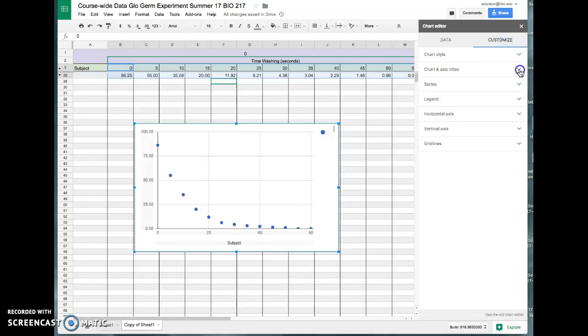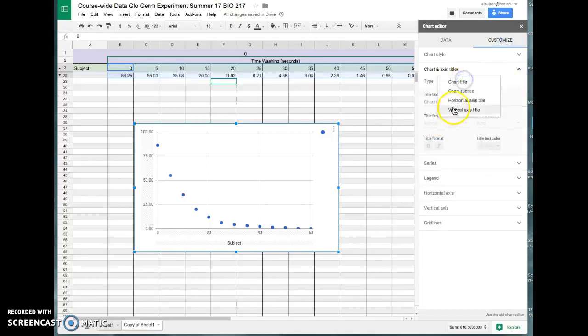All right, so I have my nice graph, but now I'm going to go up here and customize it, and change the chart title. Let's actually start with the horizontal axis. The horizontal axis is 0, 20, 40, 60. So if I think about this, it has to be the time. So time, washing, and then I'm going to put the units in parentheses.